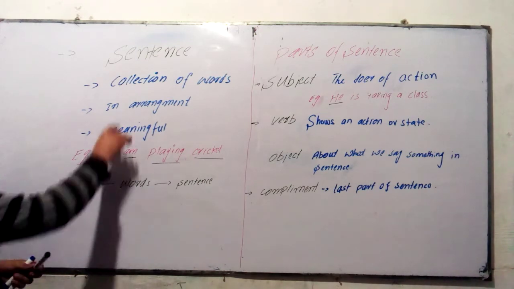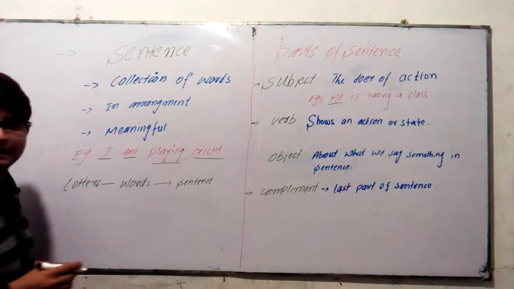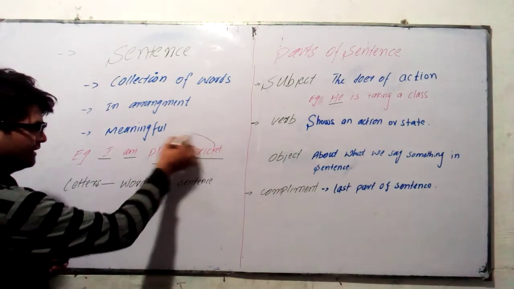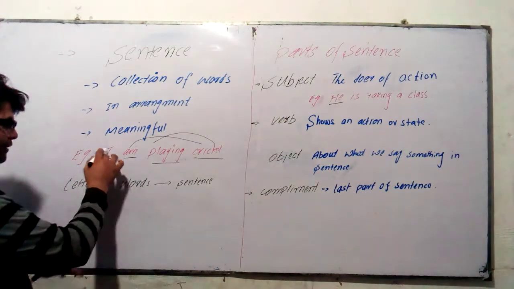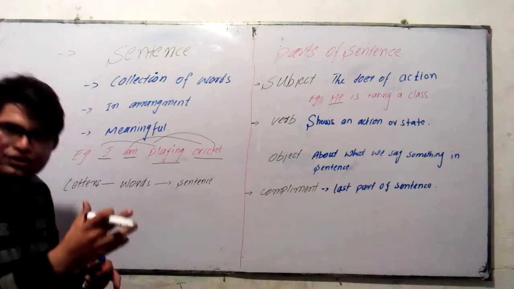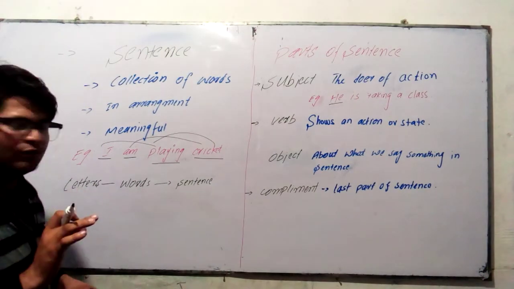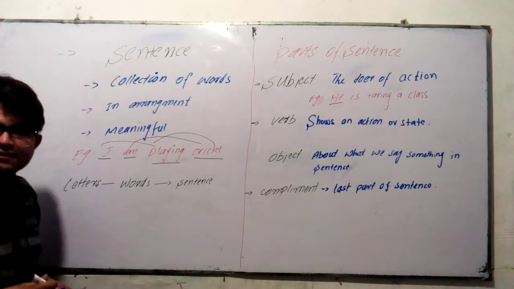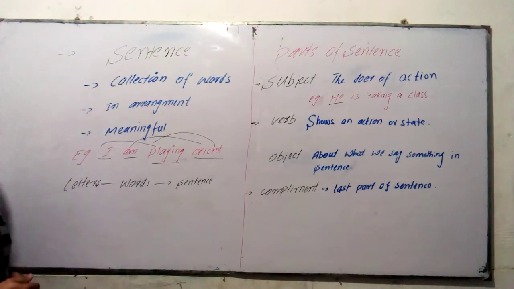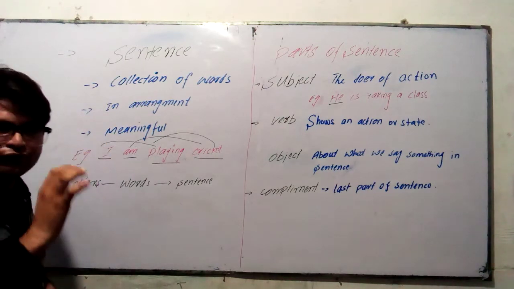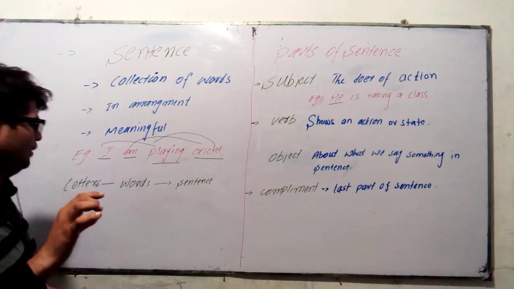If we look at the second point, if we make it disordered, suppose we bring cricket here and we say am there and we disarrange it, it will not give a complete meaning. Therefore, these 3 points are necessary for a sentence. So we can explain it: the sentence is a collection of words in arrangement form and must be meaningful.